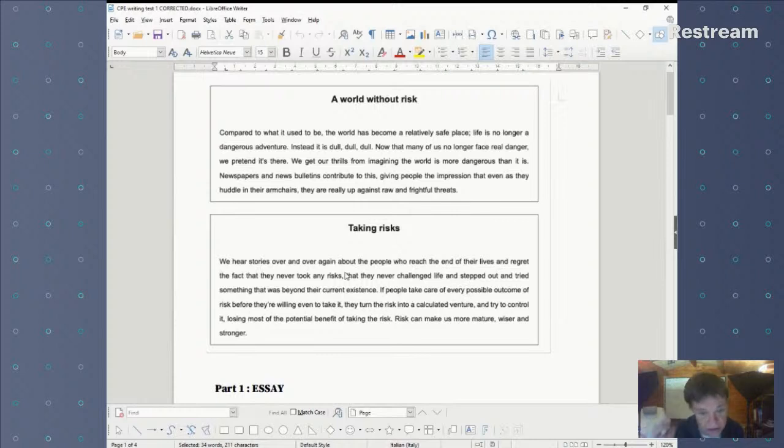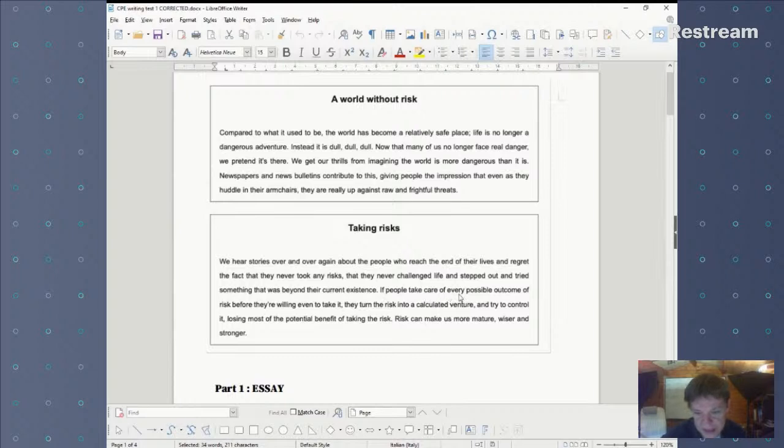Some students learn never to use a comma before that, and actually that's incorrect. This sentence is right. You can use a comma before that, especially when you are listing subordinate clauses. And that's exactly what we're doing here. The fact that they never took any risks and that they never challenged life. This is parallel structure. Using that twice helps the reader understand that this is a list of subordinate clauses. And so it makes for a very clear and precise essay. It's a very good tactic to use in this exam.